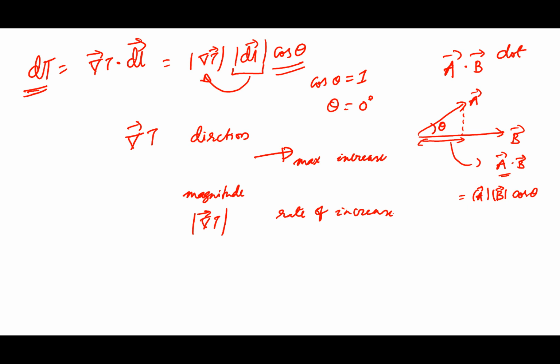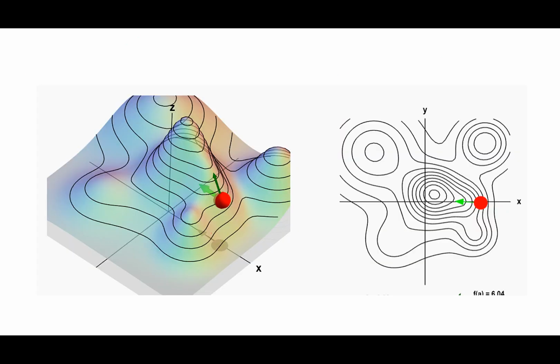The thing to note here is that this inverted del is an operator that acts upon a scalar field to give you a vector field. Now let's look at a simple pictorial representation to understand the gradient better. What you see here in this plot is the height of a mountain.